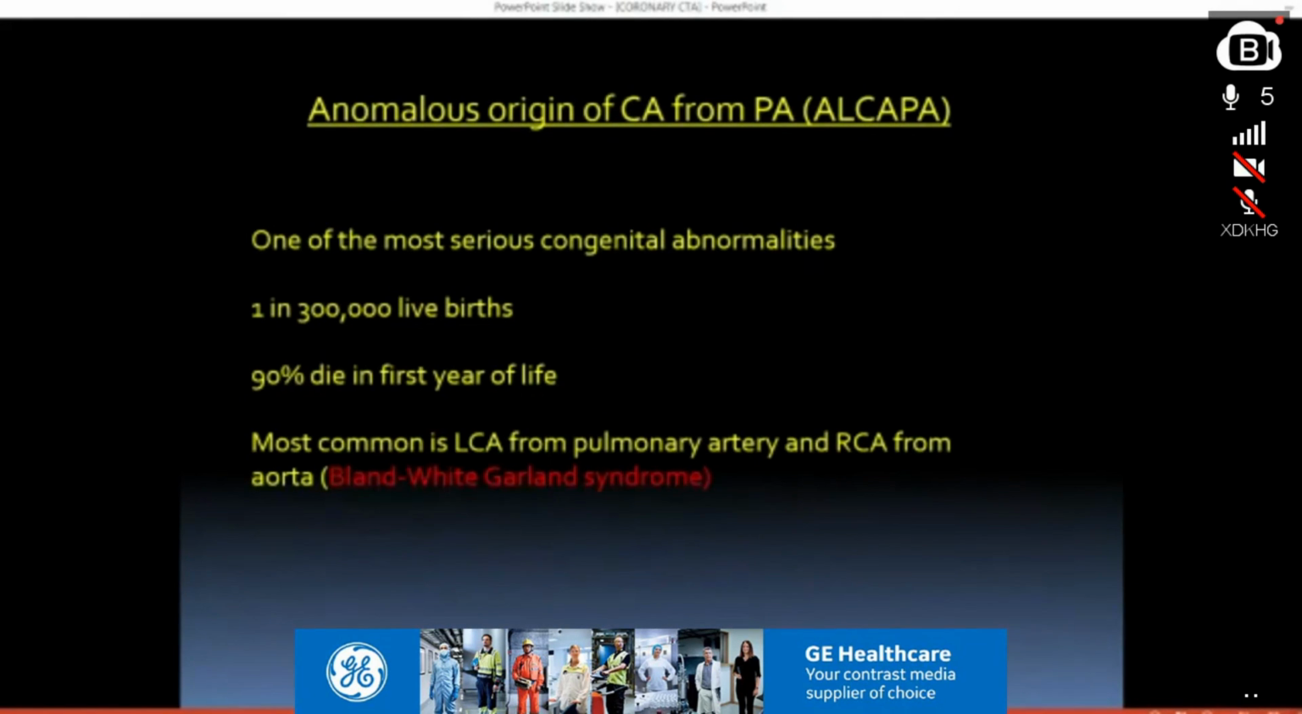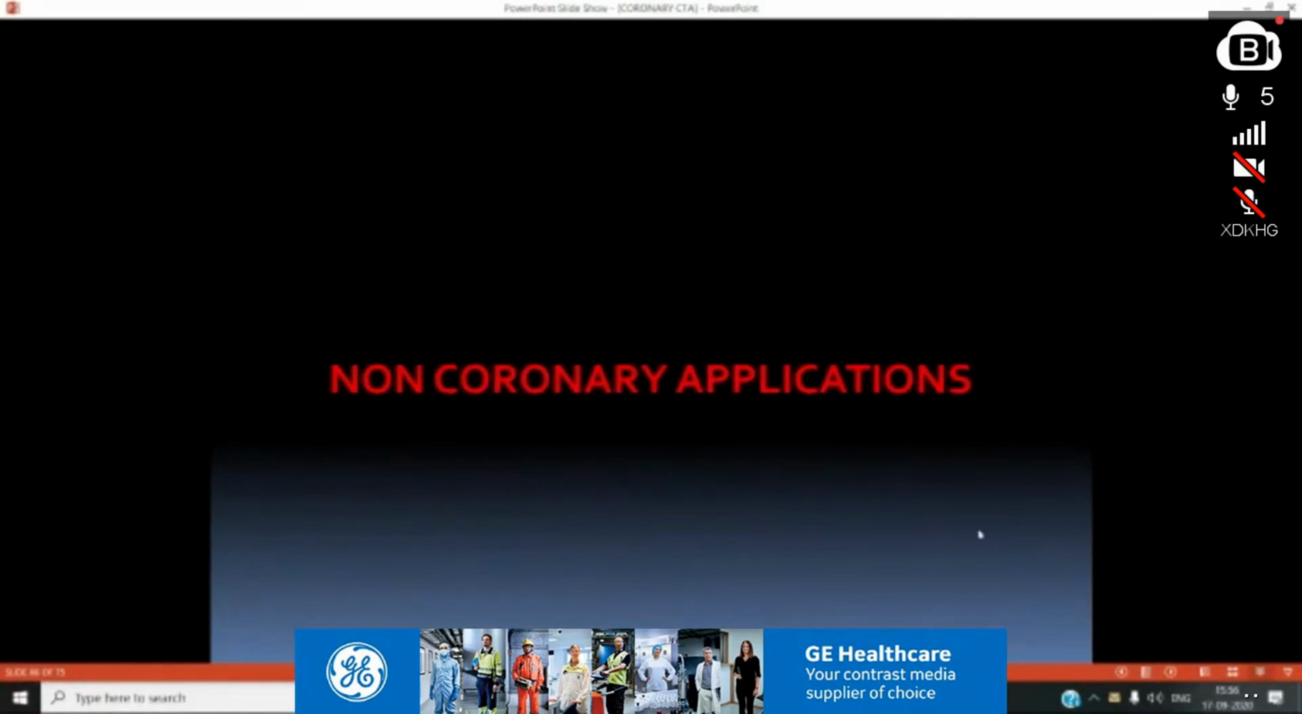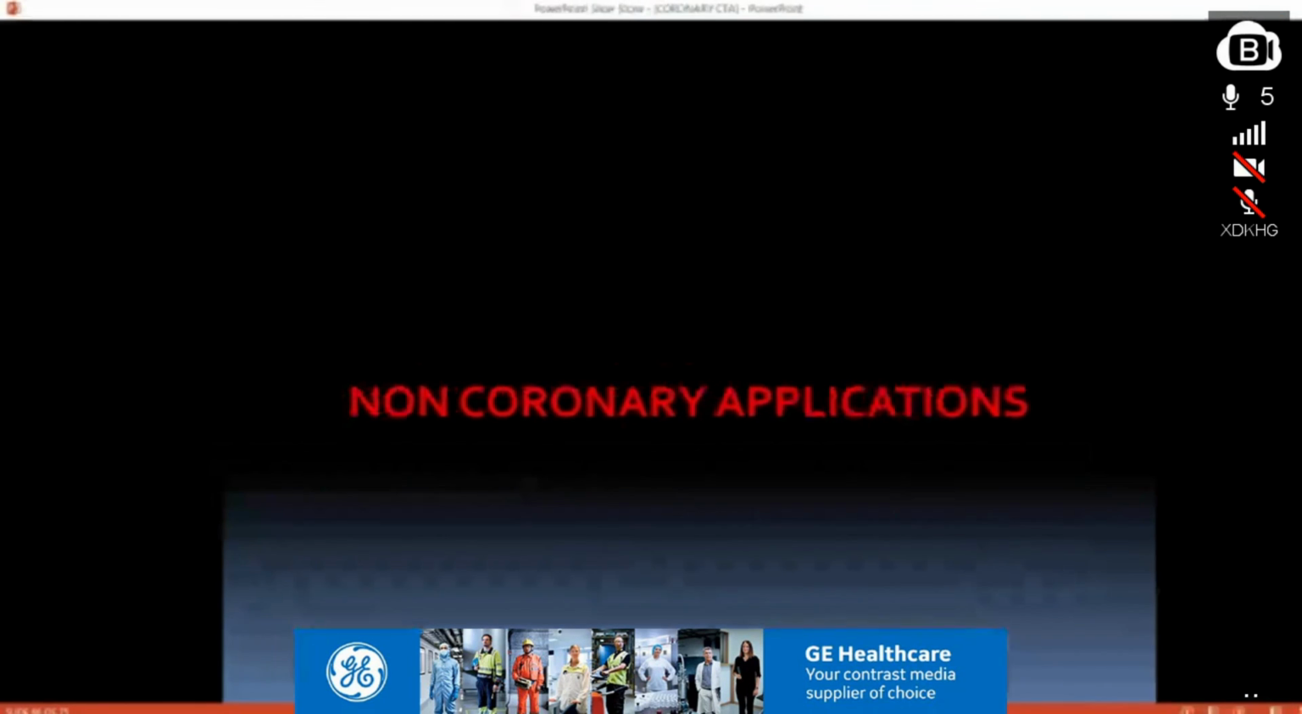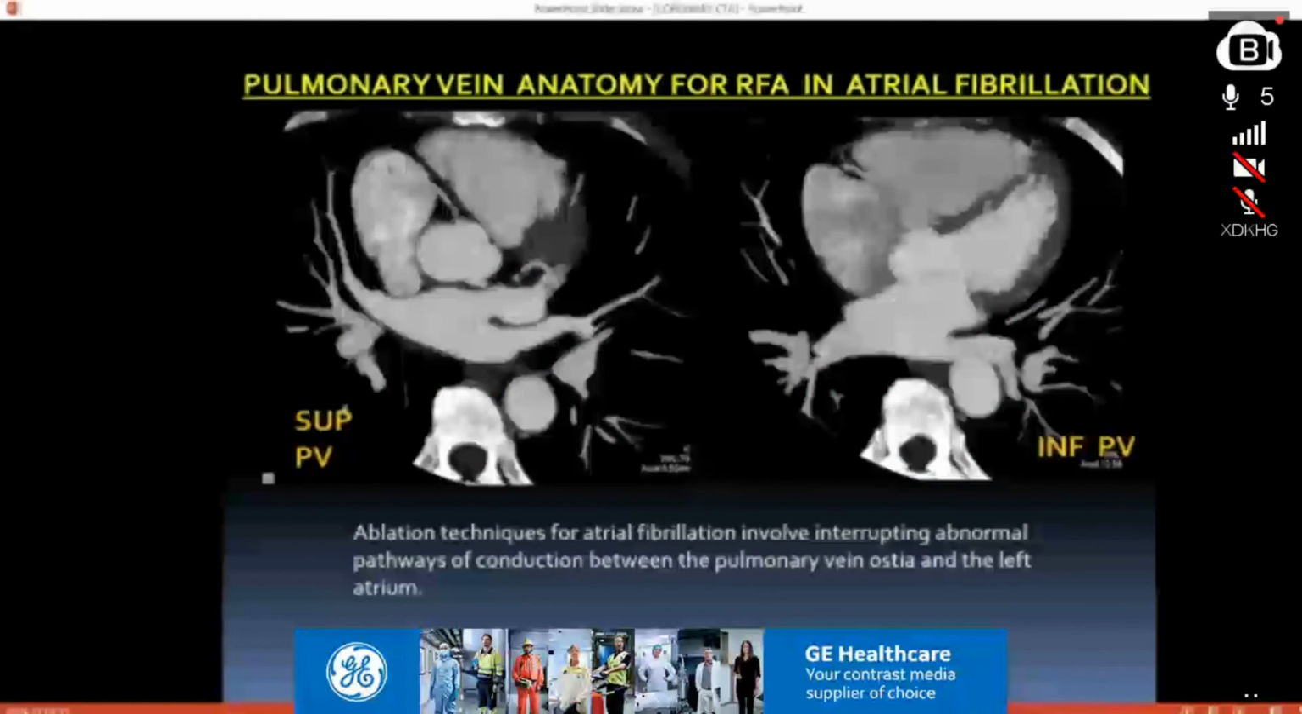Apart from this, there are a lot of non-coronary applications where you need to do an ECG-gated scan, especially in mapping of pulmonary veins in patients who have to undergo RF ablation in cases of atrial fibrillation. You can have supernumerary or single pulmonary veins on either side, which need to be mapped prior to the intervention.